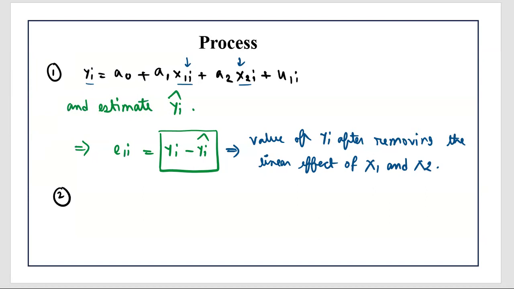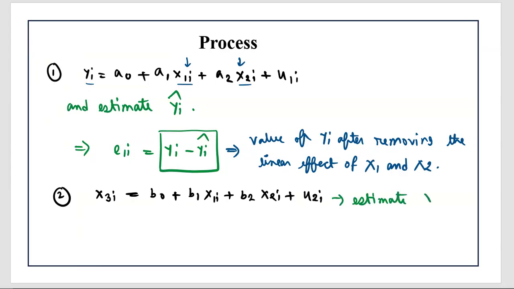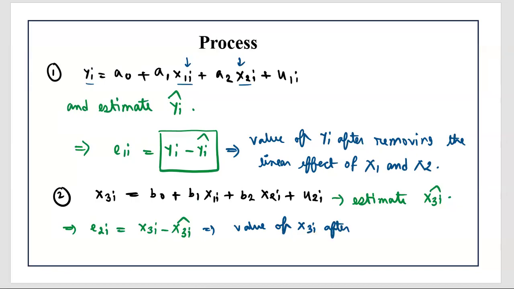Now the second step would be to remove the effect of x1 and x2 from x3. So for that, you will run a similar regression: x3i equals beta 1 x1i plus beta 2 x2i plus say u2i. And from this model, you have to estimate x3i cap in a similar way, and this will give you E2i, which is simply x3i minus x3i cap, which is nothing but the value of x3i after removing the linear effect of x1 and x2. Right?